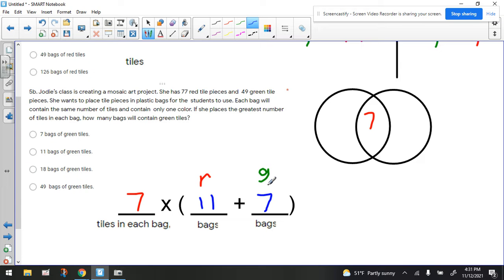Now, if it asked for the GCF, then we'd be saying 7 tiles in each bag, but they wanted to know how many were green. Now, if they asked how many bags do we need altogether, then we would add these two numbers together and get 18. Fortunately, they didn't ask that, but part 5C could have been that. So always label everything carefully. That way you're more likely to pick the right number for the right part of the question.